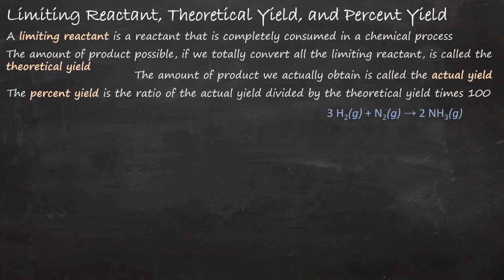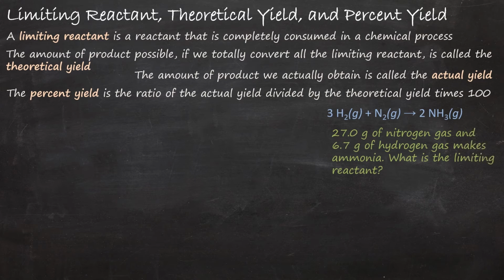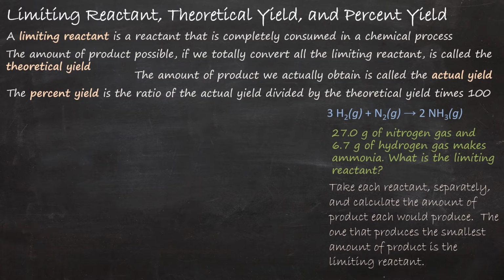Now, to demonstrate the concepts of limiting reactant, theoretical yield, and percent yield, let's use our old friend the ammonia reaction. Let's say we have 27.0 grams of nitrogen gas and 6.7 grams of hydrogen gas. The question we first ask is, what is the limiting reactant? To find the limiting reactant, we take each reactant separately and calculate the amount of product each would produce using the methods in the previous lecture on stoichiometry.